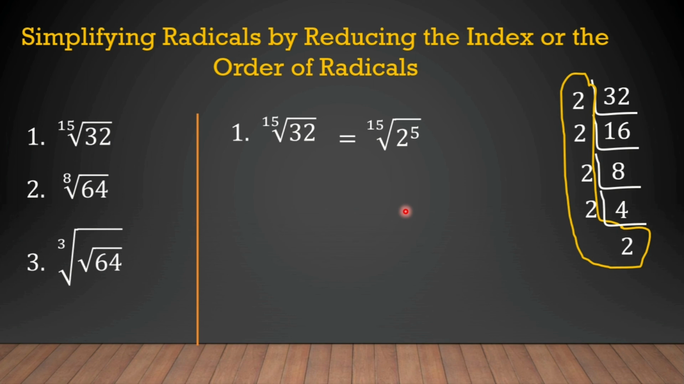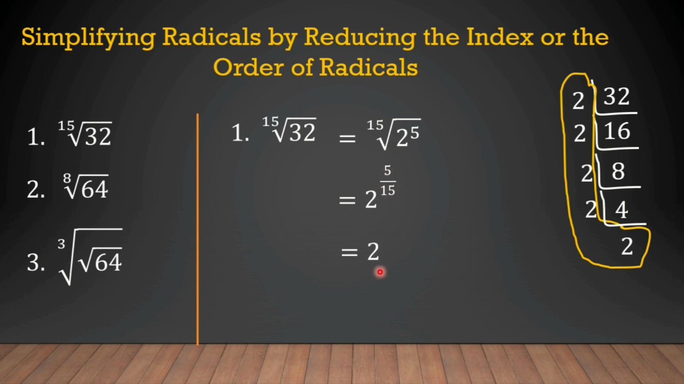Now, to change this into exponential, the radicand 2 will be our base. Then the exponent of 2, which is 5, will be the numerator. Then the index will be our denominator. Next, we will just put the exponent in lowest term.